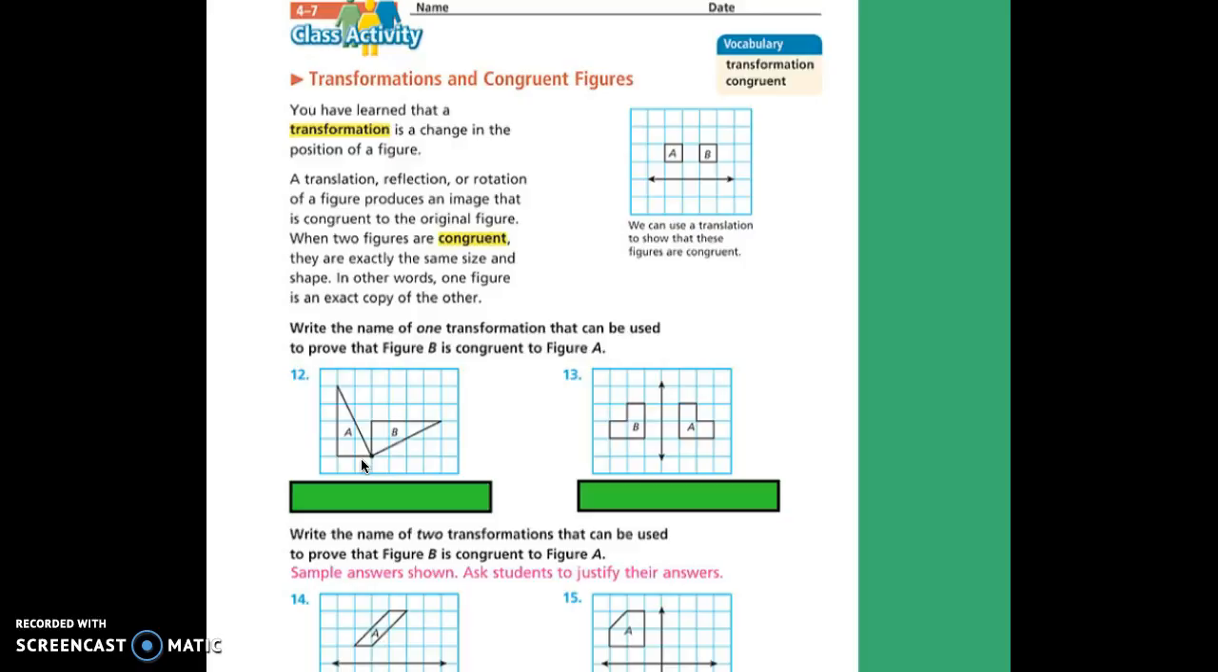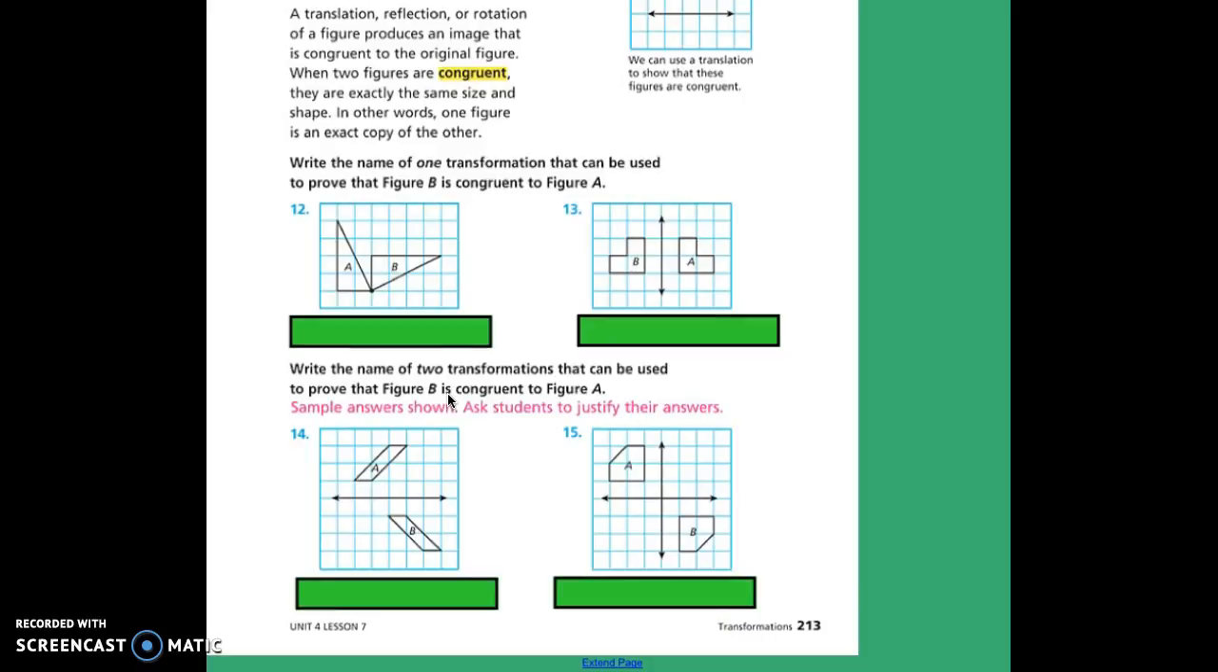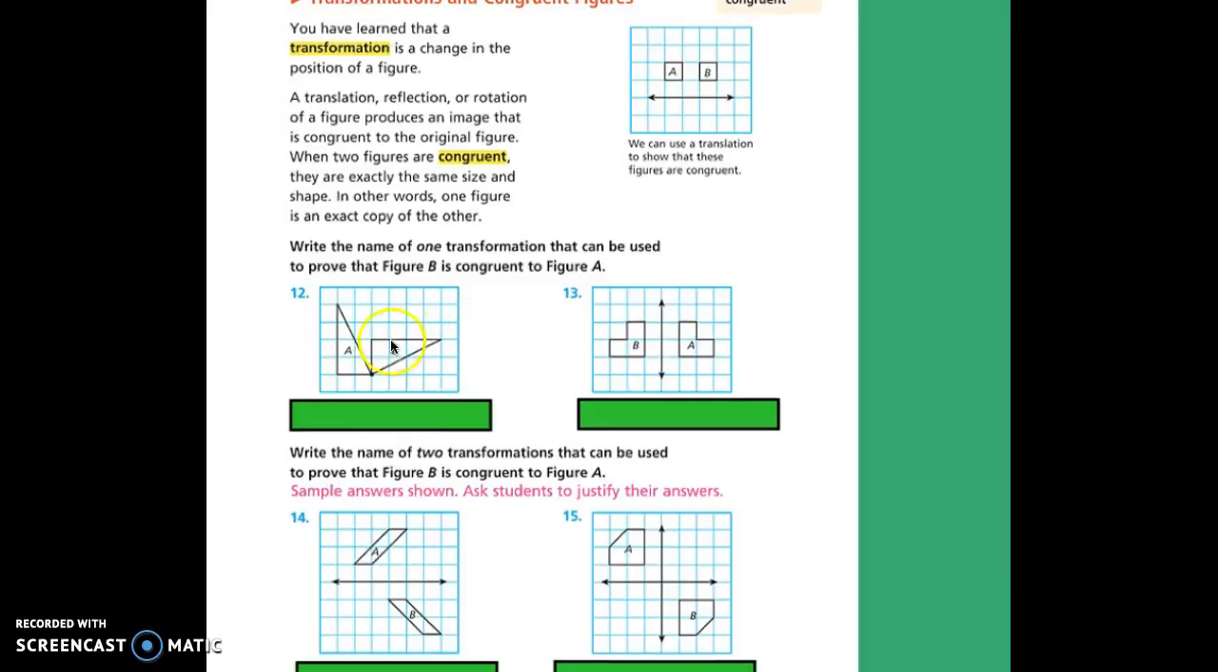In all of these cases, the 2 figures that you're seeing are congruent. They're exactly the same shape, same size. They're exact copies of each other. So we're going to look at these and see if we can figure out which one of the transformations we're seeing. Okay, so look at figure 12 here, and I want us to make a decision about if this is a translation, reflection, or rotation.